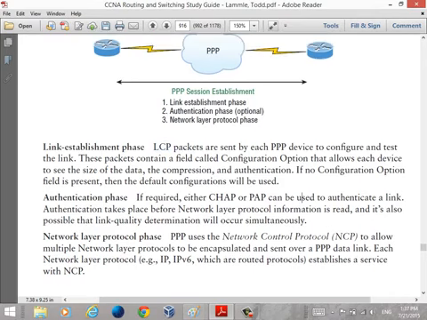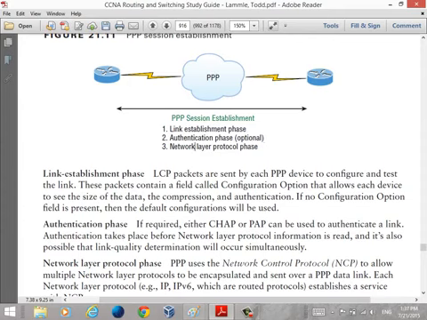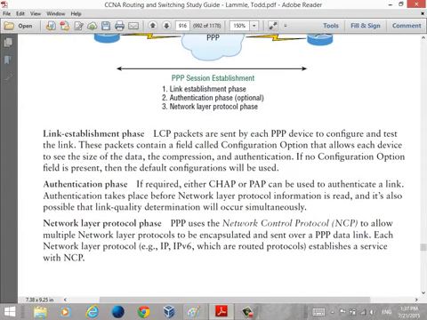Read this line. PPP session establishment is divided into three phases. First is, second is, third is, now. Read the first paragraph, Sagar. LCP packets are sent by each PPP device to configure and attach the link. These packets contain a field called configuration option that allows each device to see the size of the data, compression, and authentication. If no configuration option field is present, then the default configurations will be used.